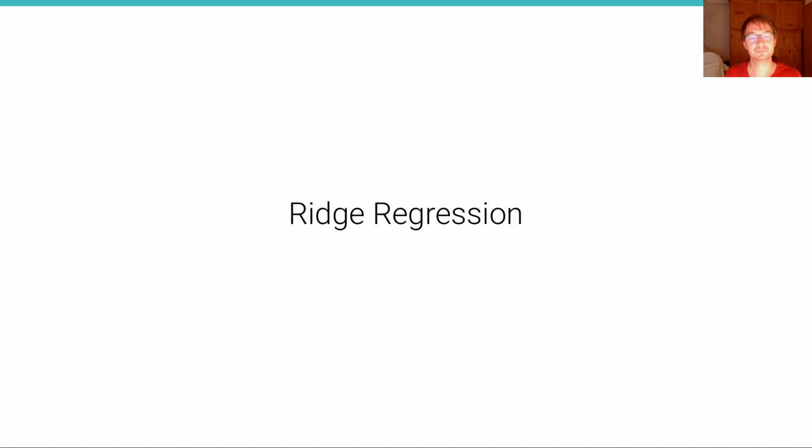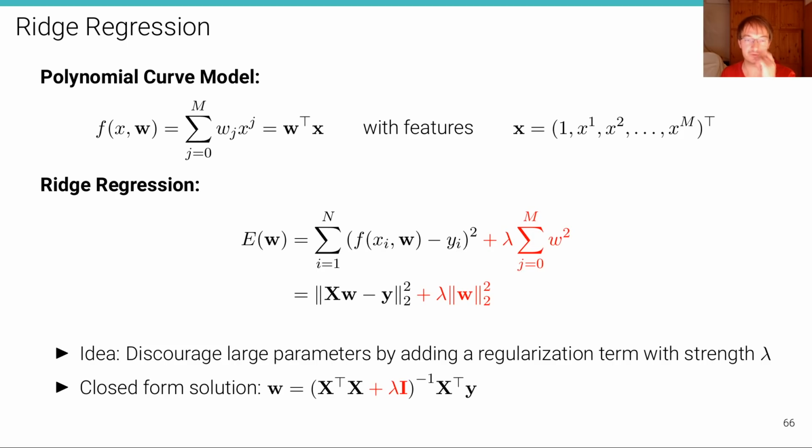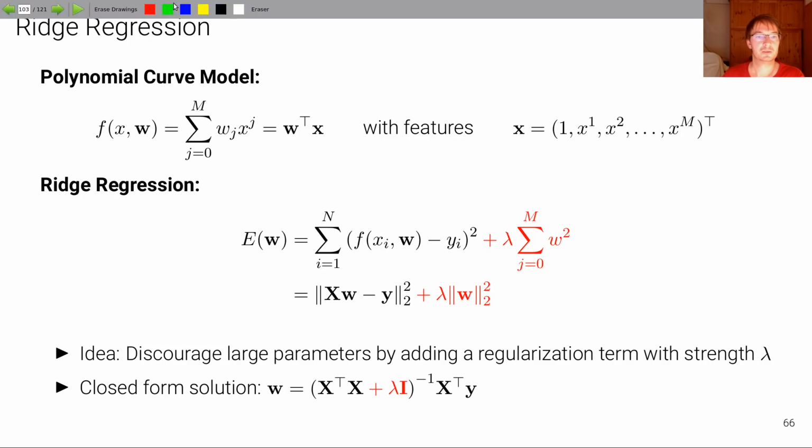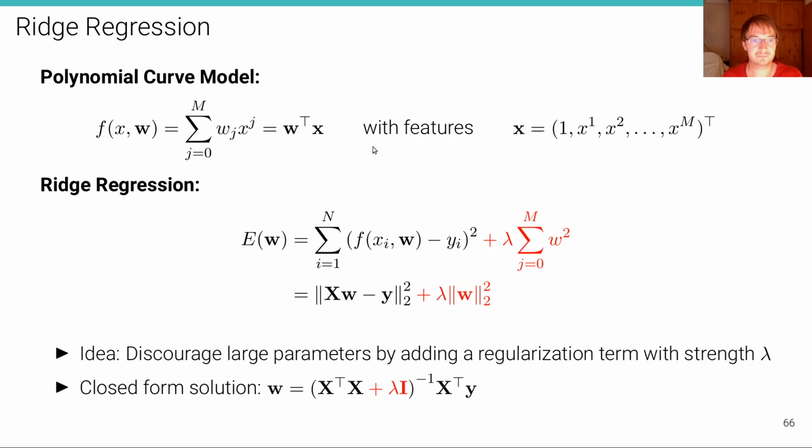Okay, so the next thing that we're looking at is called ridge regression. This is a way of also reducing the model complexity, but not by discretely changing the degree or the order of the polynomial, but by adding a regularization term. So we have a continuous parameter that we can tweak. Above, you see the polynomial curve model again. This is the inner product of the weight vector w with the features of the input x, where these features are monomials.